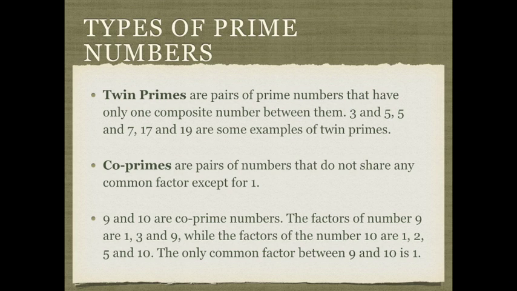So just keep in mind that in a pair of co-prime numbers, it is not necessary that the numbers should be prime. Just observe the 2 numbers. If the common factor between the 2 numbers is 1, then the numbers are called co-prime numbers. The factors of number 9 are 1, 3 and 9, while the factors of number 10 are 1, 2, 5 and 10. The only common factor between 9 and 10 is 1. Hence 9 and 10 are called co-prime numbers.